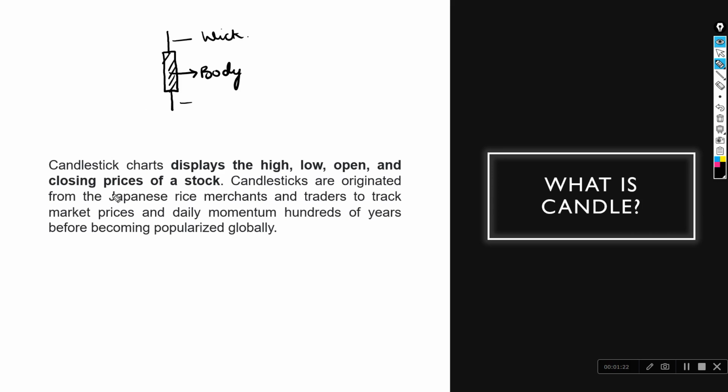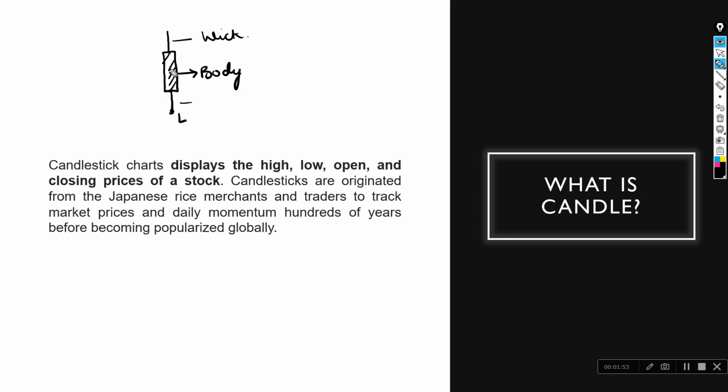The candlestick chart displays the high, low, open, and closing prices of a stock. So consider that these candles represent the prices of a stock. As the chart displays the high, let me go first with the low. This is called the low. Low is nothing but the lowest price of a stock recorded on a particular day.